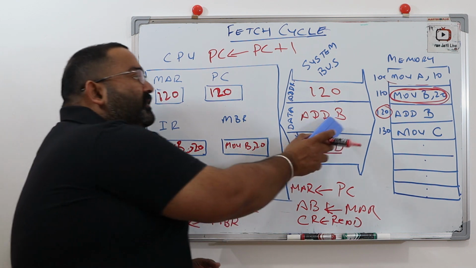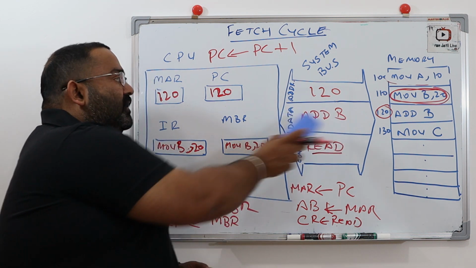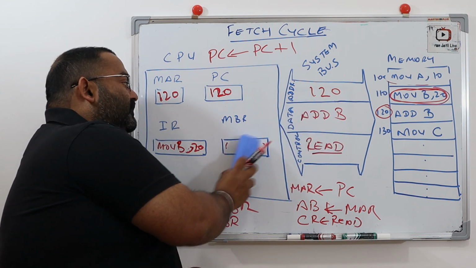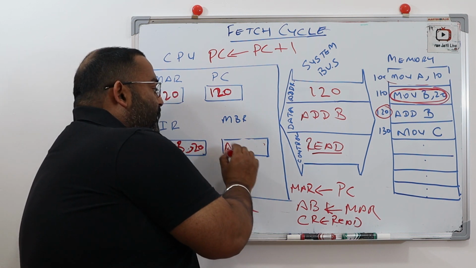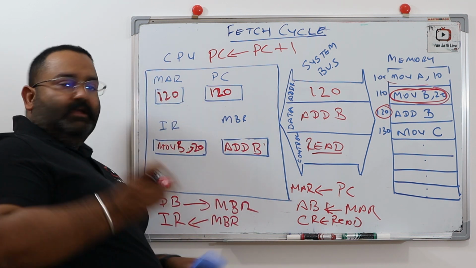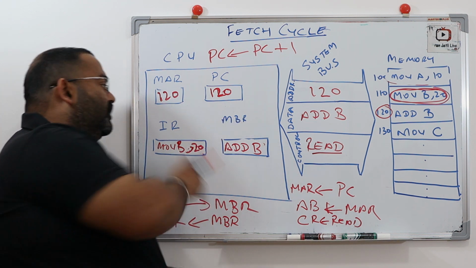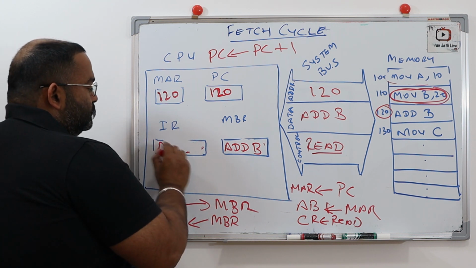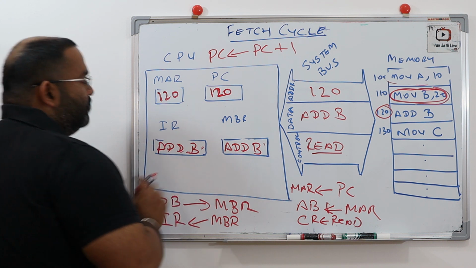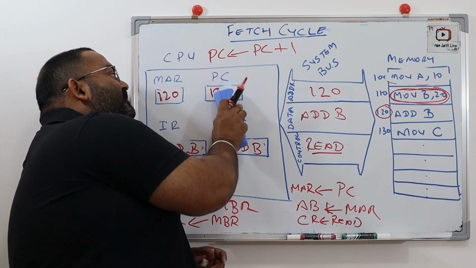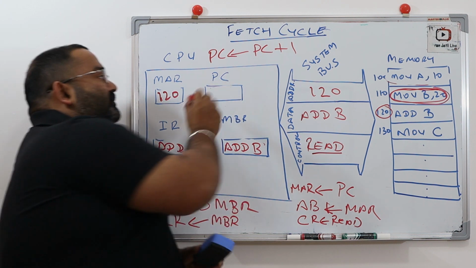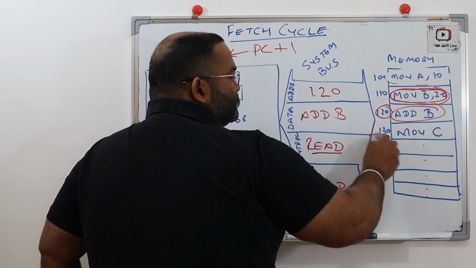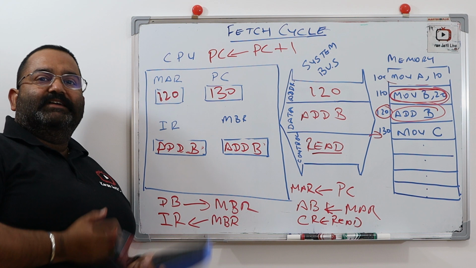Then what do we do? The next part, copy the contents of the data bus to MBR. So what is in the data bus? Add B. Copy it to MBR. So what comes here is Add B. Then copy the contents of MBR to IR. So what comes here? Add B. Last step, increment the program counter. So now what is the next instruction? The present instruction becomes this and the next instruction becomes this, and fetch is done again.